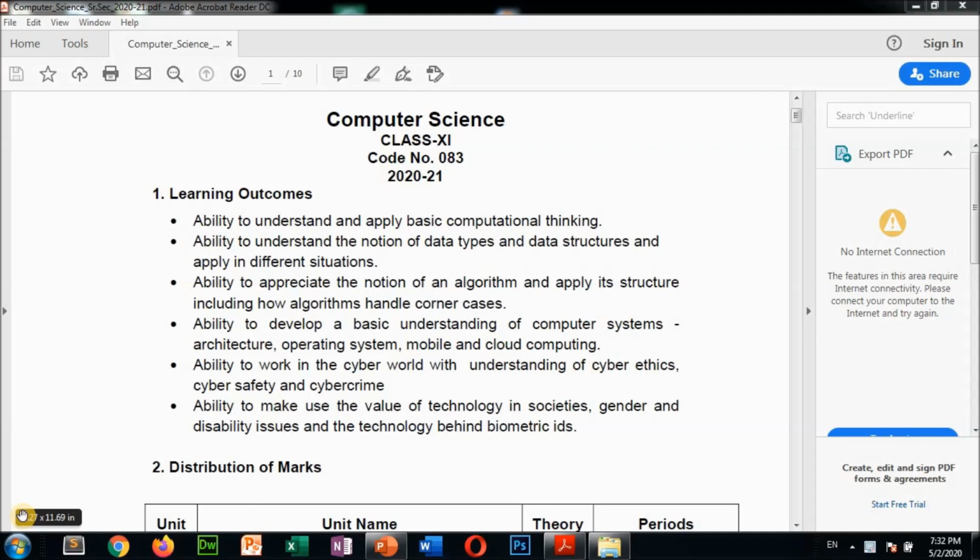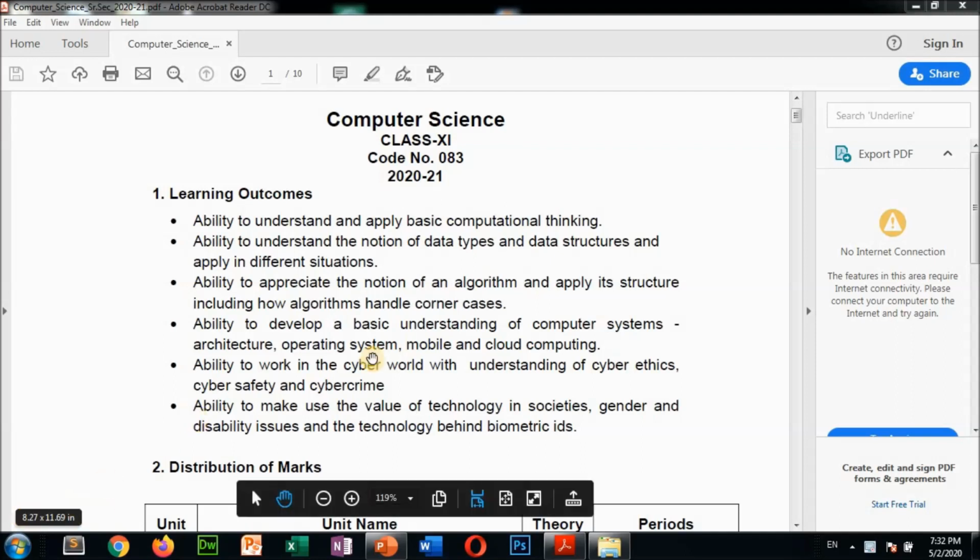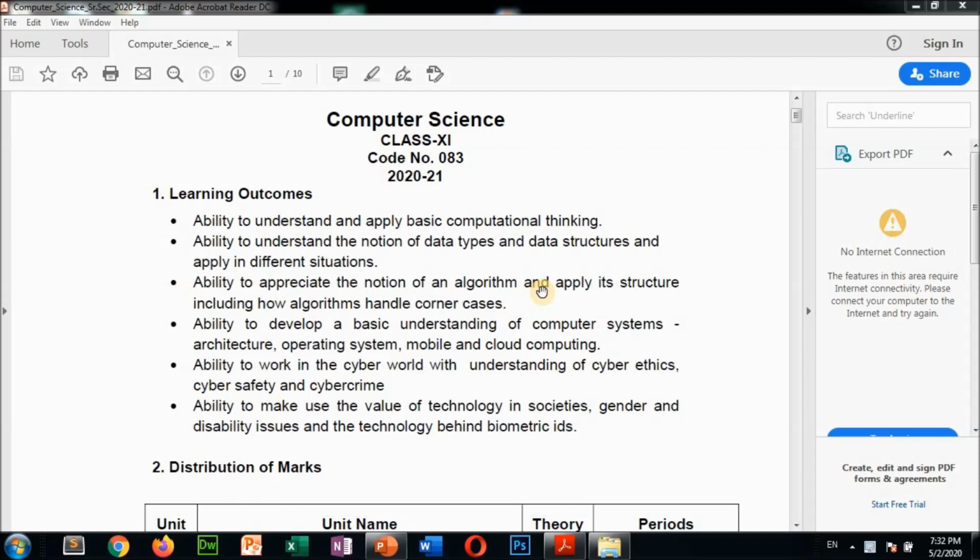Today I'm going to start your class from your CBSE syllabus for 2020 and 21. So here, this is your syllabus, computer science class 11, subject code 083, you have to remember this, okay? This is your syllabus for 2020 and 21. According to your syllabus, I'm going to take your classes.